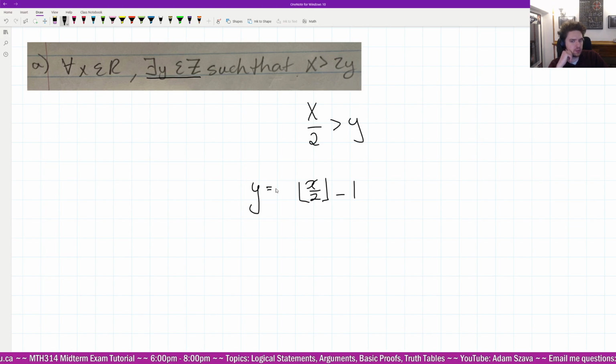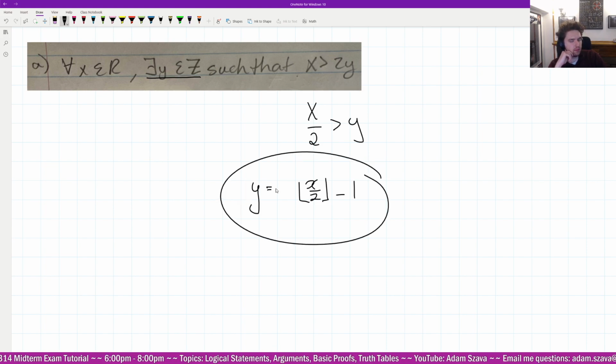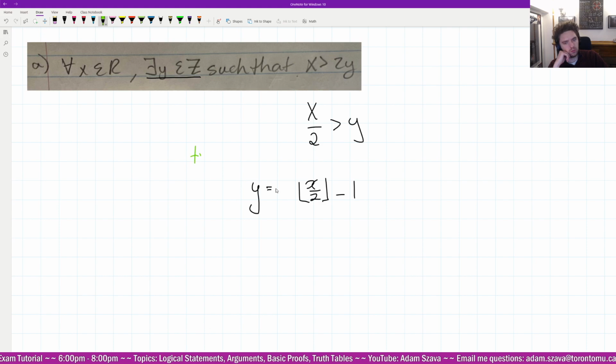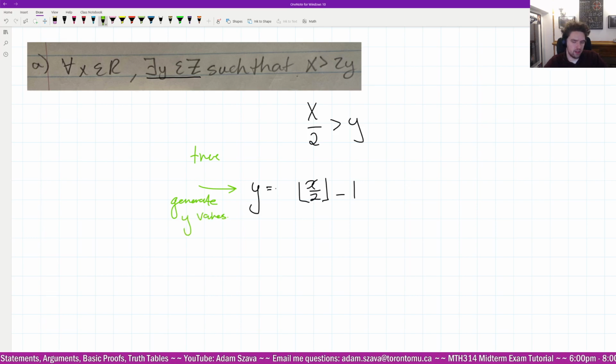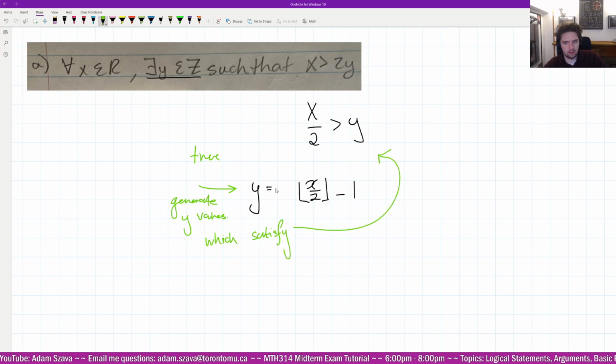It might be easier to disprove the negation, but I'll leave it at this for now. So this is true. This is how you generate a y value. If you can show how to generate the y values which satisfy the statement, that's fine. So yeah, there you go. That's that.